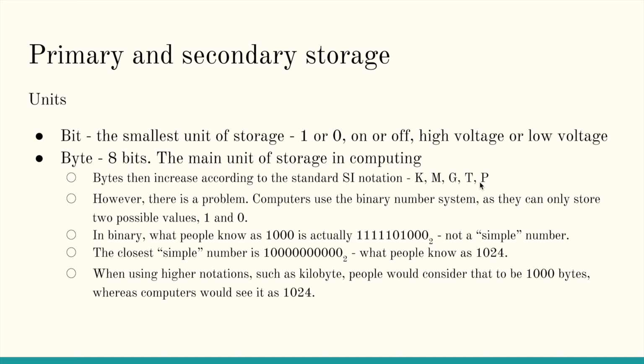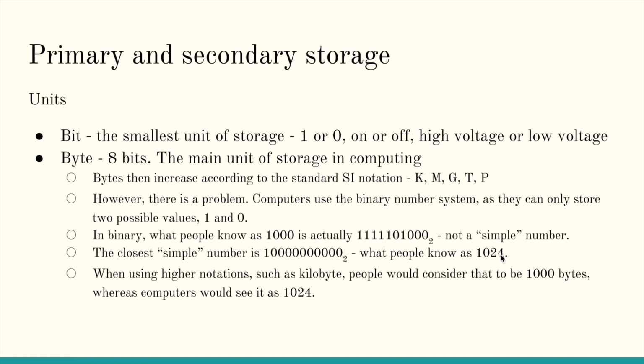The problem is with bytes, we have two different number schemes. Computers use the binary number system, which can only store ones and zeros, and we use the decimal system, which has values from 0 to 9. With that, all of these go up by 1,000. So in binary, what people know as 1,000 is actually this number here. It's not exactly 1,000, and it's not a simple number, as I've said here. And the closest number is this, which is actually 1024 in decimal numbers.